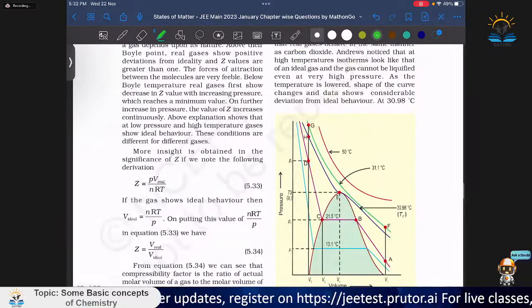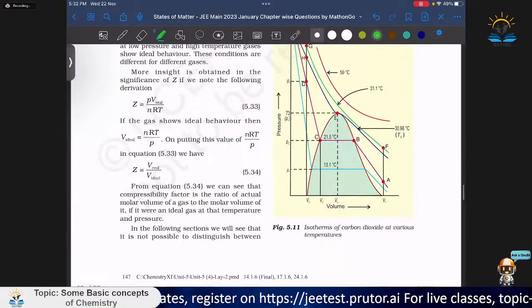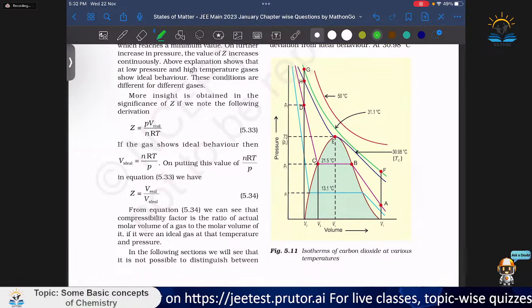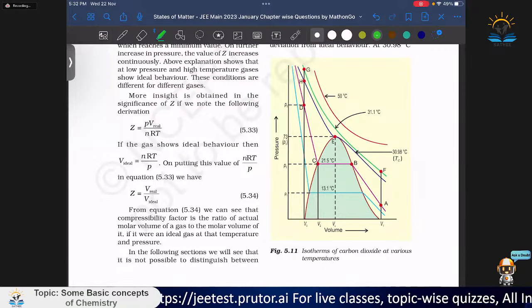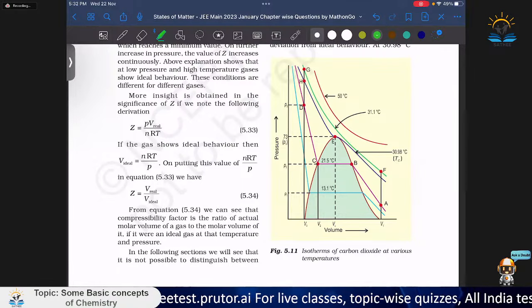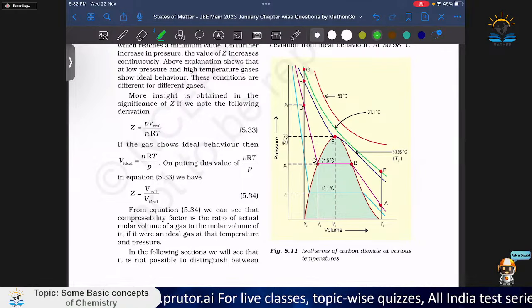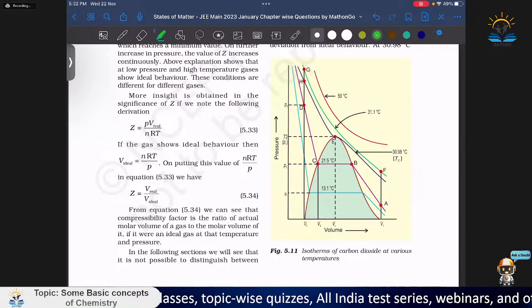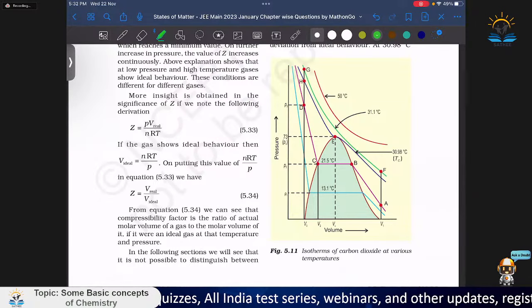Liquefaction of gases, we need to understand this curve, one curve which has been given to us. This colored portion of the curve, the dome kind of curve, which we can see, this is the portion where gases exist both in gaseous and liquid state. Okay, basically this is the boiling point of the gas.